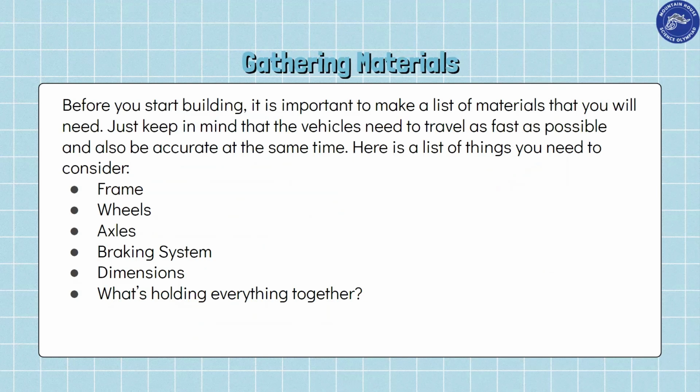Gathering materials. Before you start building, it is important to make a list of materials that you will need. Just keep in mind that the vehicles need to travel as fast as possible and also be accurate at the same time. Here's a list of things you need to consider. You need to consider a frame, the wheels, the axles, the braking system, the dimensions, and what is holding the things together.